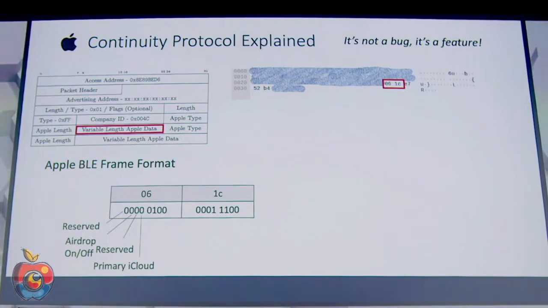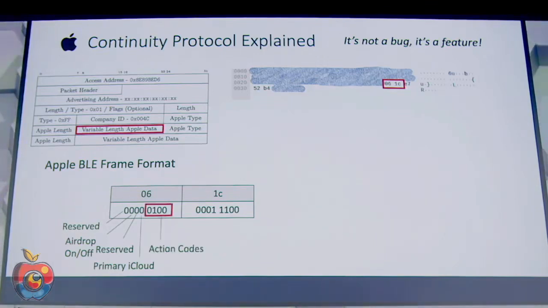But the moment that you log in with that same Apple ID to a secondary device, all of a sudden it gets really, really noisy and you see all of those Bluetooth packets. So primary iCloud is letting you know which device was basically first on the network or on the protocol with your iCloud account. So that's what that bit is for.